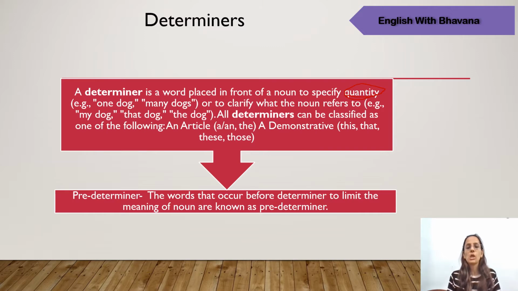Now, all determiners can be classified as articles or demonstratives as well. Now, there are also predeterminers. As the word pre means before, same over here, before the determiner. The words that occur before a determiner to limit the meaning of a noun are known as predeterminers. So the word which occurs before a determiner is known as a predeterminer.